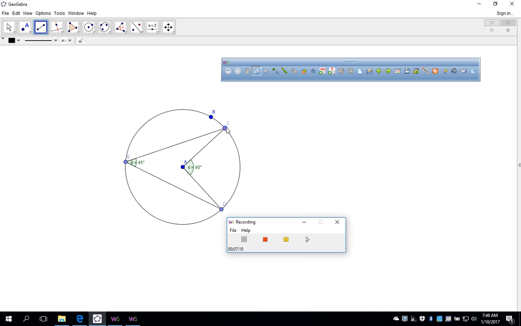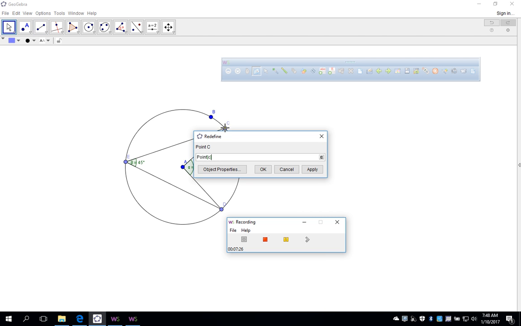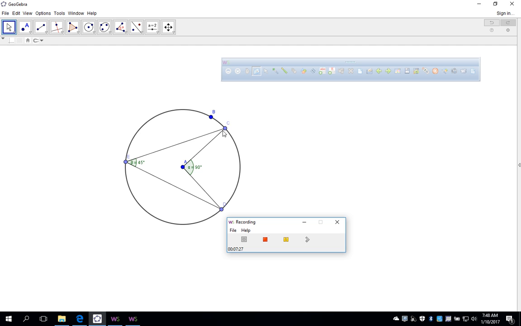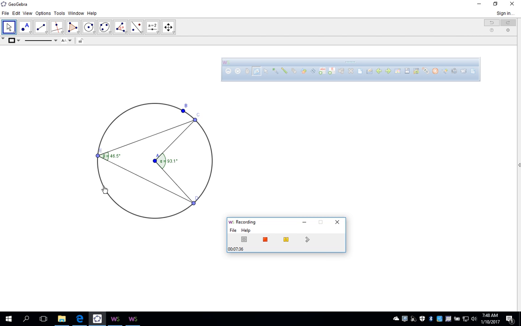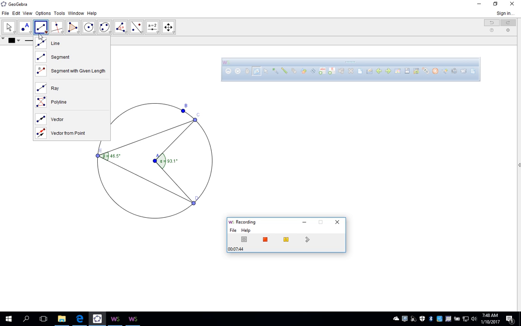Whoops, that's not what I want to do. I want to take edit, undo. I want to get my segment tool. Cancel. Segment tool. No. How come it's not letting me draw a segment? I'm going to draw a segment. Let's see if that works.